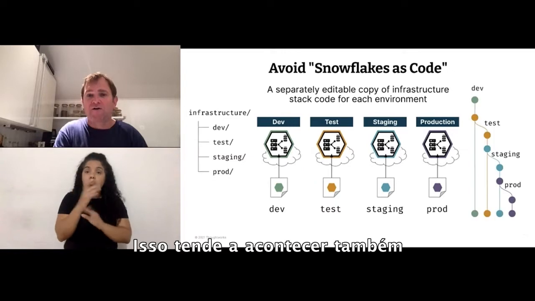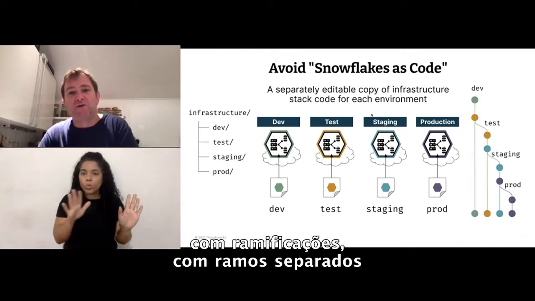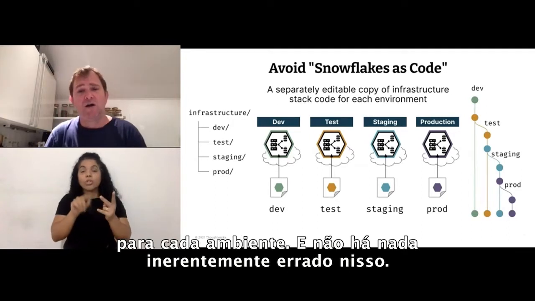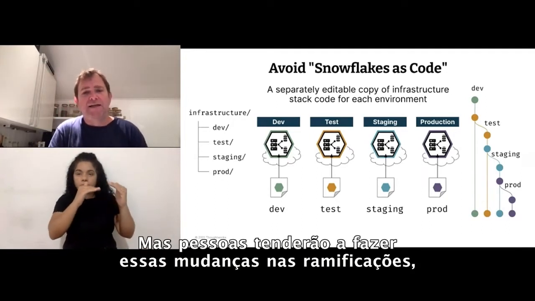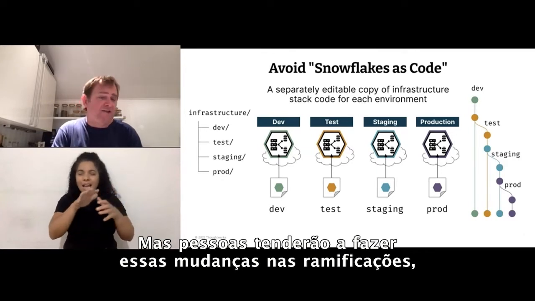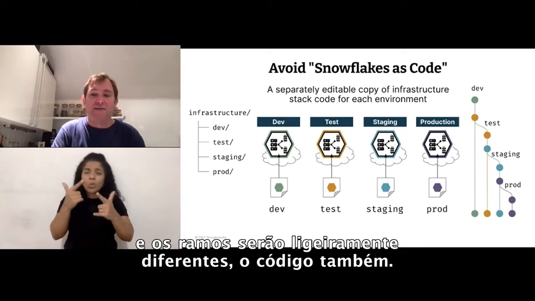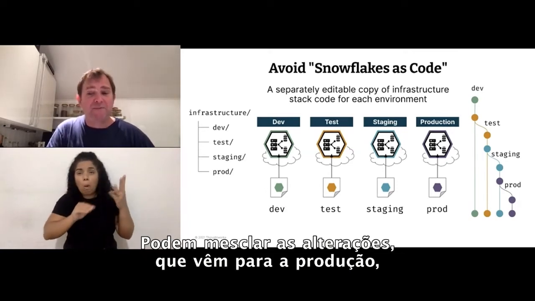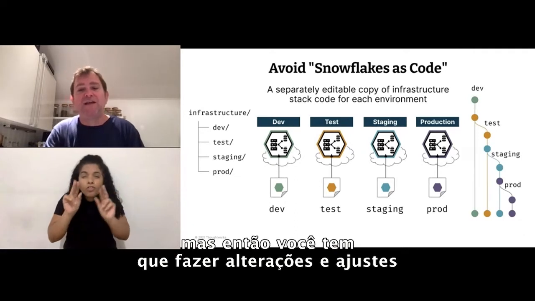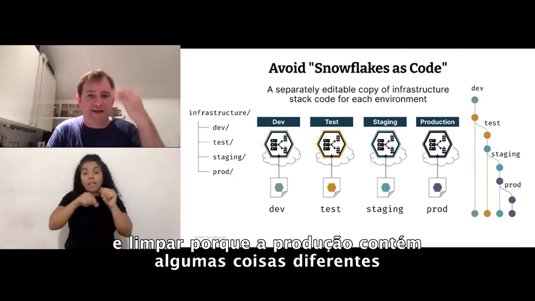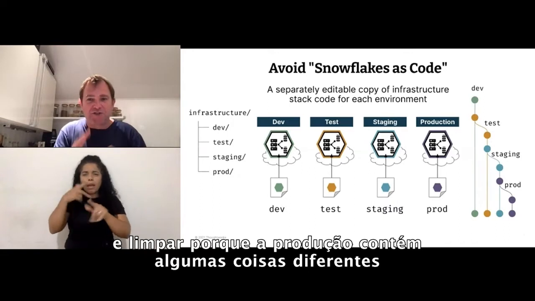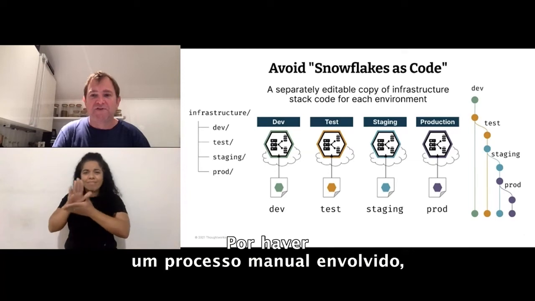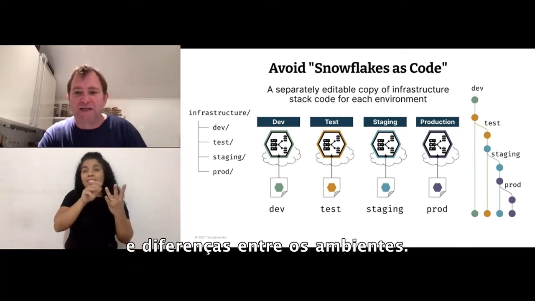Another way that people tend to do snowflakes as code is with branches, where they have a separate branch for each environment. There's nothing inherently wrong with that, but people will then tend to make changes in the branches, and the code in the branches will be slightly different. So they might do a merge from staging to production, but then you have to go and make changes and tweaks and clean it up because production has some different things in there than staging does, and you don't want to make a mistake with that. So there's this manual process involved, and differences between environments.